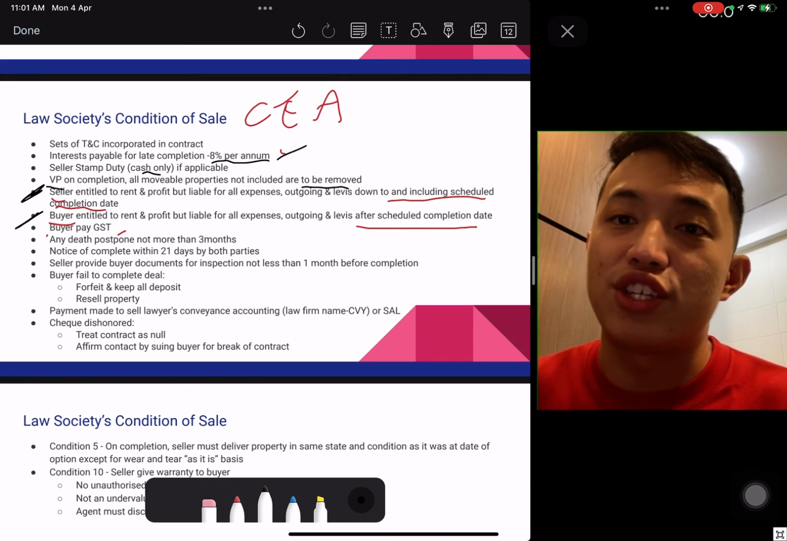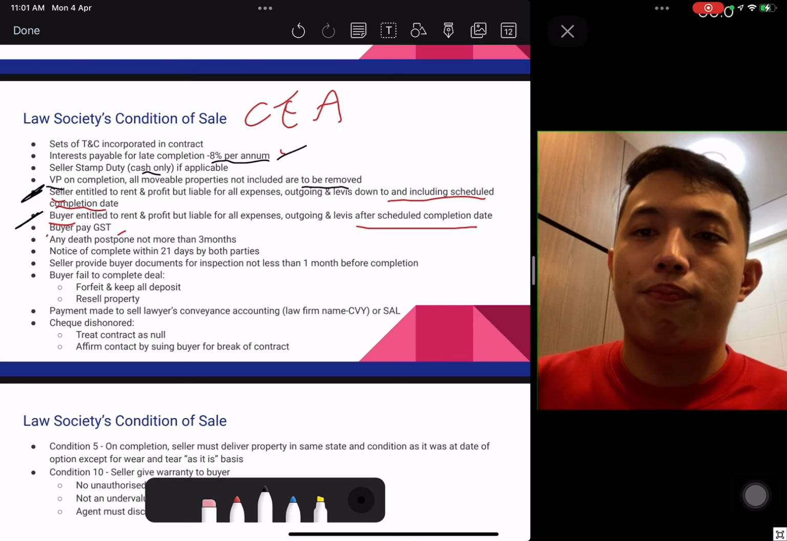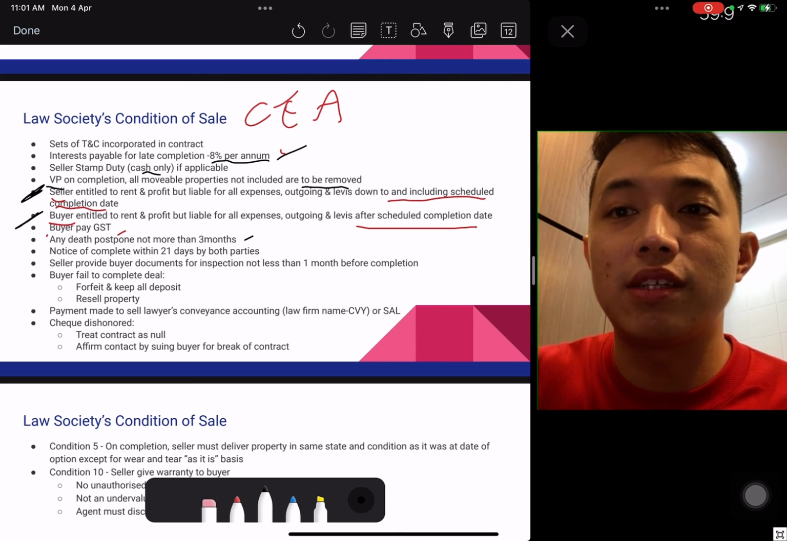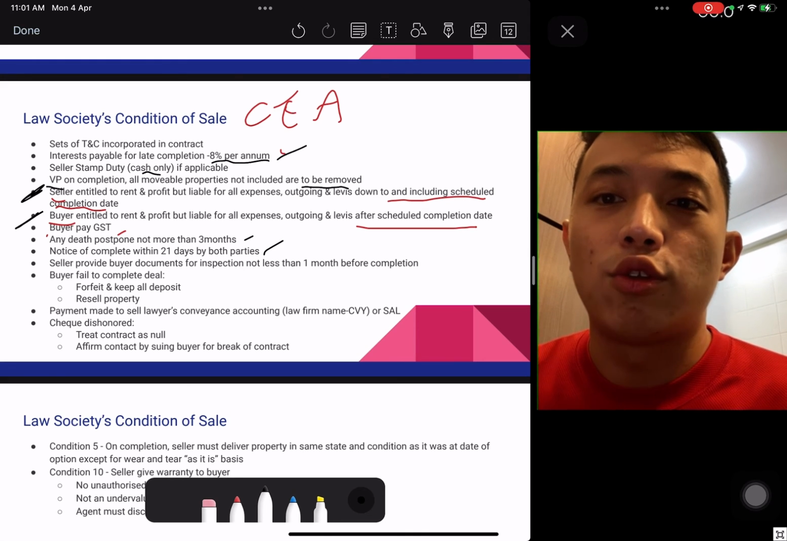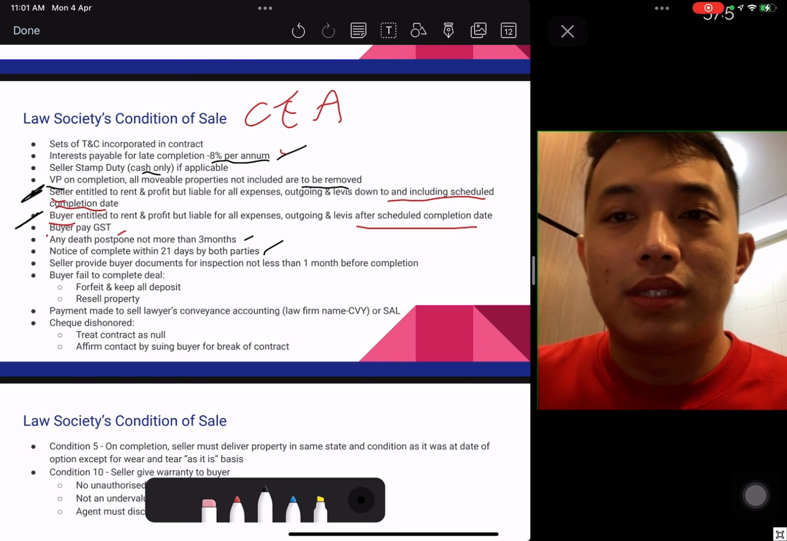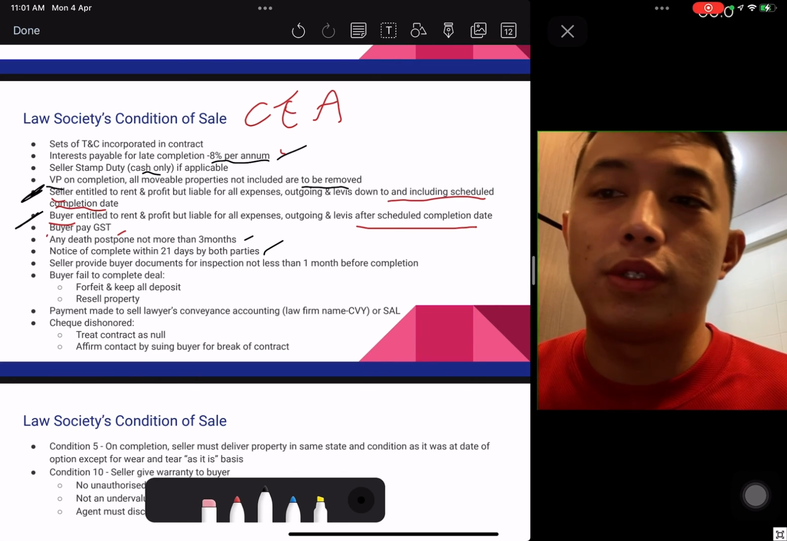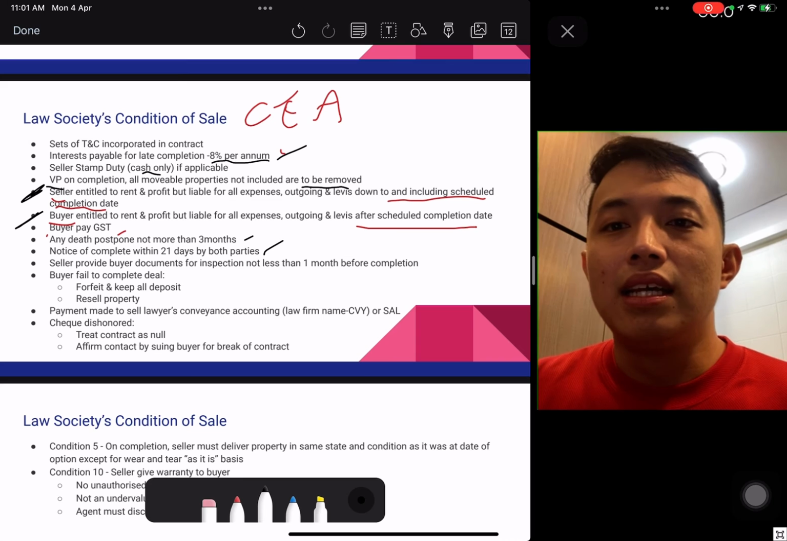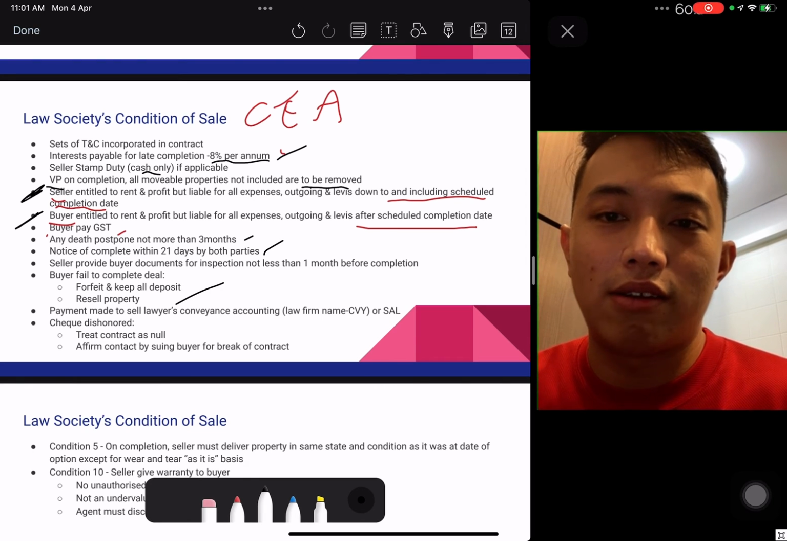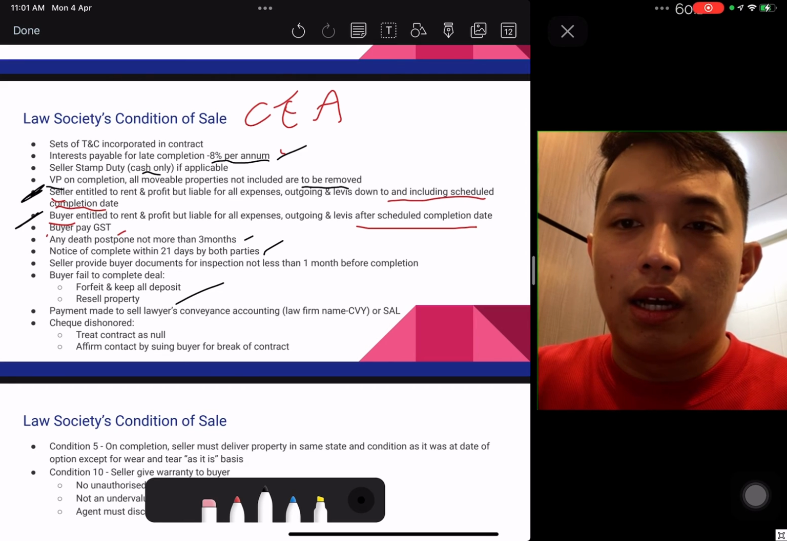The buyer has to pay the GST. Any debt shall not be postponed more than 3 months. Completion must be done within 21 days of the notice of completion, and sellers provide buyers documents to inspect for the last 1 month. If the buyer fails to complete, all deposit is forfeited, but the seller can continue to sell away.